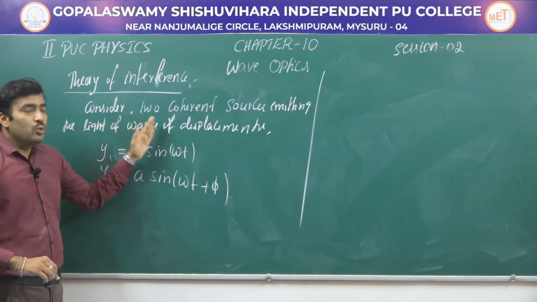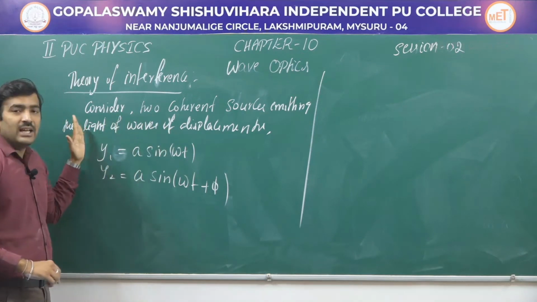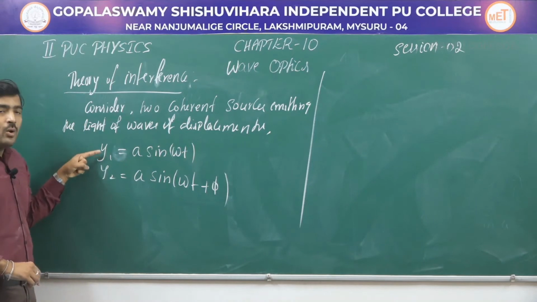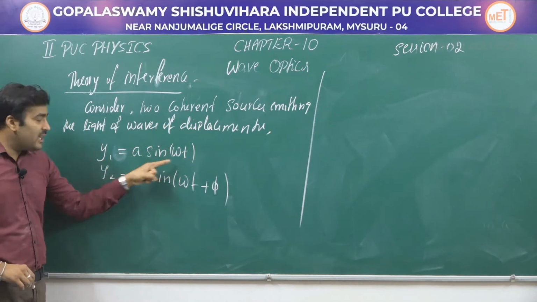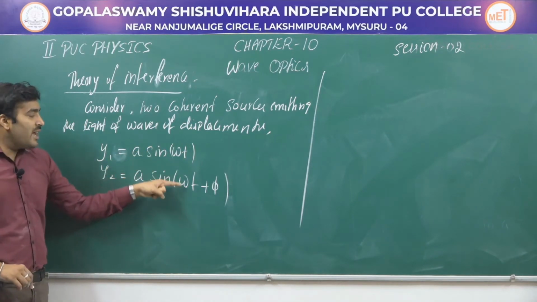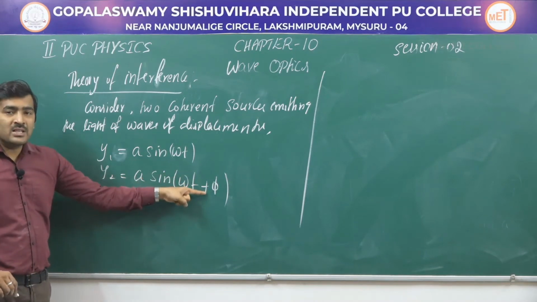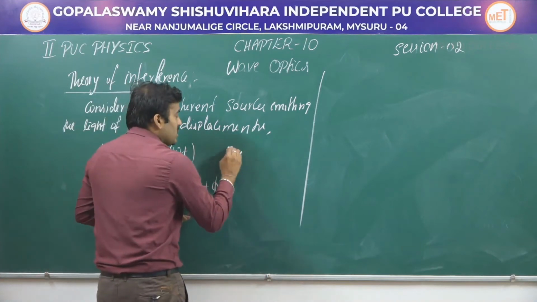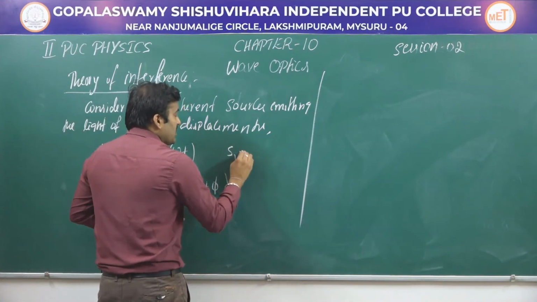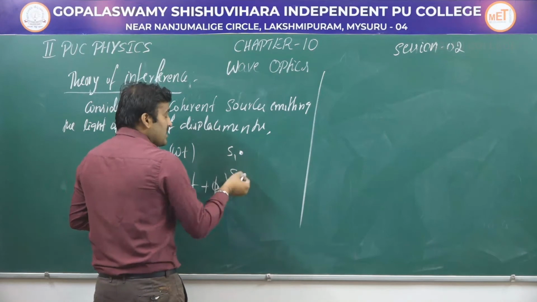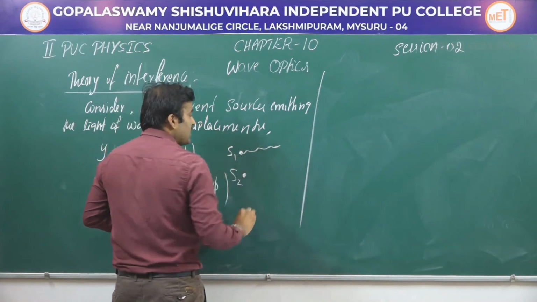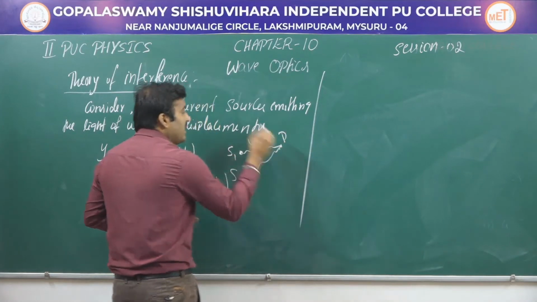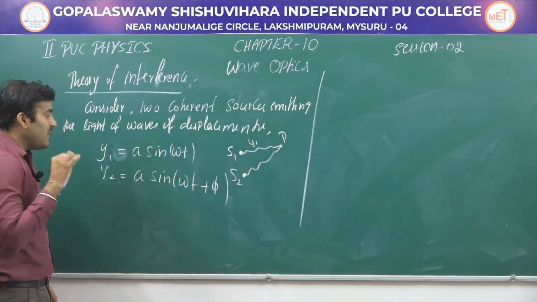Say we have two coherent sources which are emitting the light waves, and the displacements of the waves are given by y1 is equal to a sine omega t and y2 is equal to a sine omega t plus phi, and these two waves are going to interfere. Say that S1 is the first source, and S2 is the second source which are emitting the light in this direction. Say this is y1 and this is y2, and they are interfering at the point P.